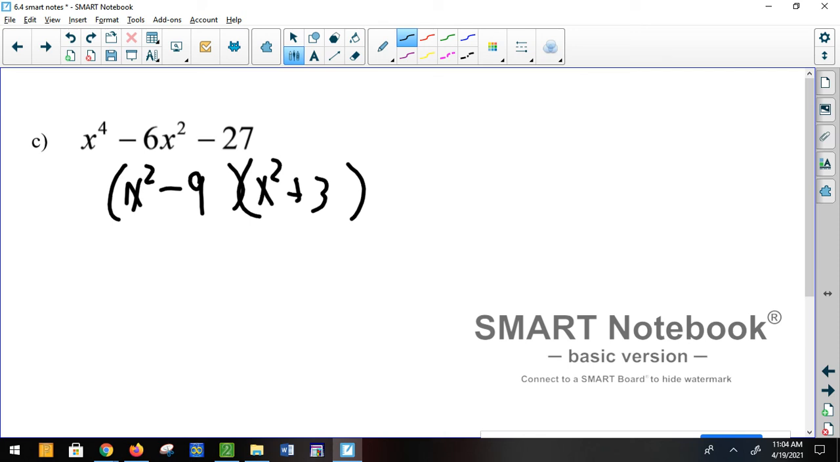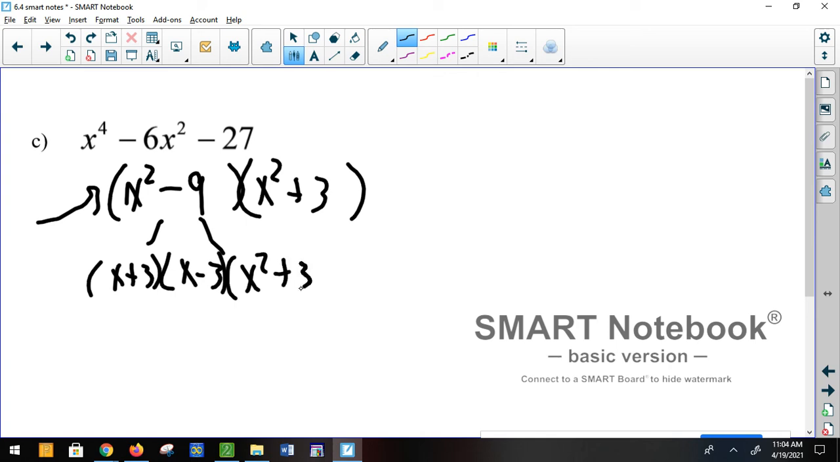A little bit of a trick. Notice what we have here: x squared minus 9. That is a difference of squares. So remember back to last chapter, that can get factored into two binomials, which is x plus 3 and x minus 3. So if you can, you should do that extra step. And then here, that x squared plus 3 will stay x squared plus 3. So that only happens if what you end up with is a difference of squares.